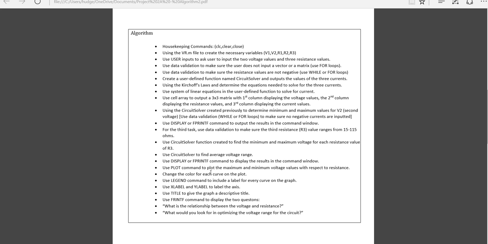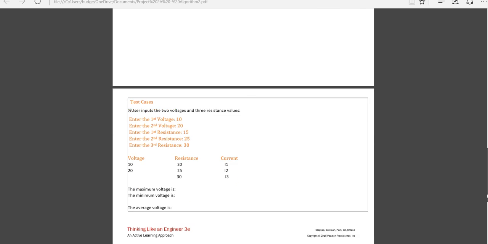Each curve will have a different color, so we're able to distinguish them. We have the proper plot elements. And then the last is we're going to display the two questions, and based on how the graph looks, we'll be able to answer them.